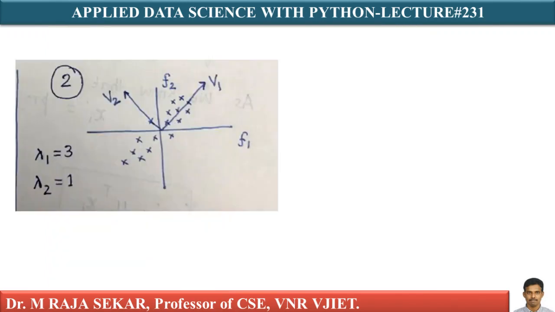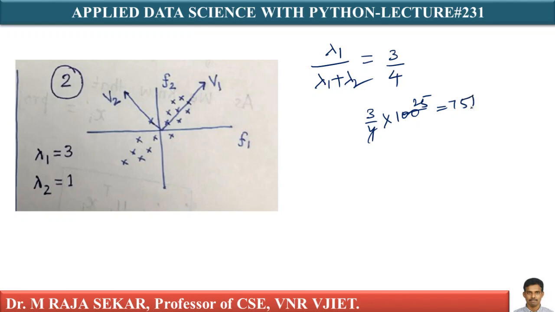Now we will try to understand case 2. Let me calculate this ratio. What is my lambda 1 by lambda 1 plus lambda 2? Lambda 1 is 3, and lambda 1 plus lambda 2 is 3 plus 1, which is 4. 3 by 4 is 75%. What does it mean? If I project all of my data on v1 and discard v2, converting 2D to 1D, that is dimensionality reduction.